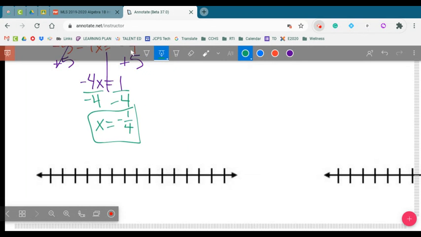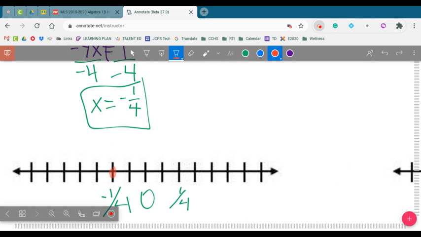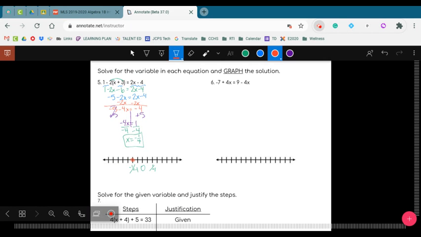So on a number line, 0 in the middle, 1/4 right here, negative 1/4, let's go over 2. And remember, it's just a solid dot. That doesn't look very good. So just a solid dot on 1/4, or negative 1/4, I'm sorry.